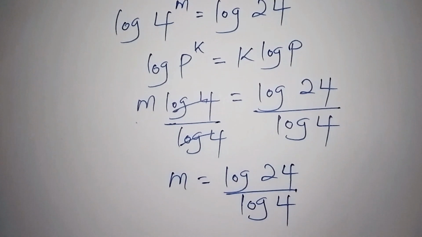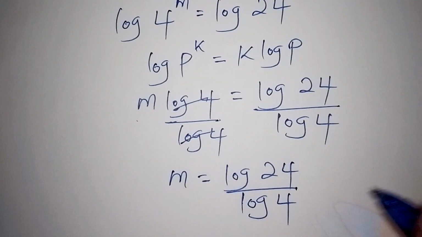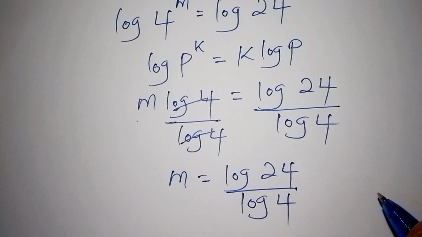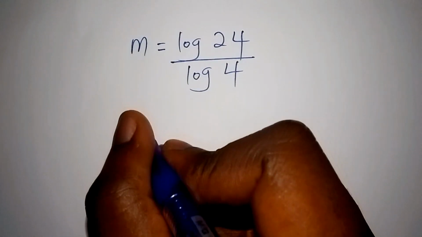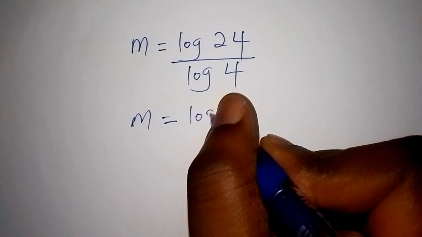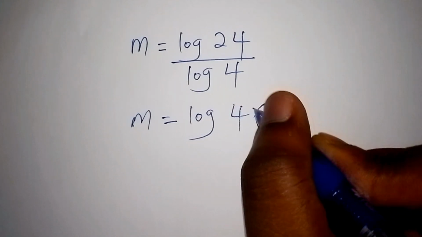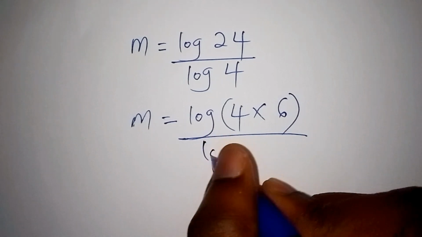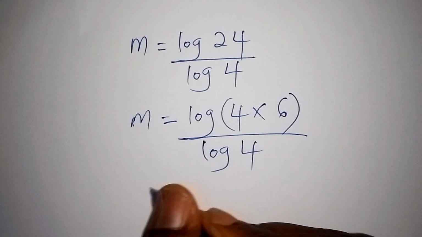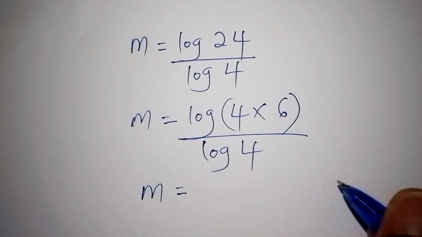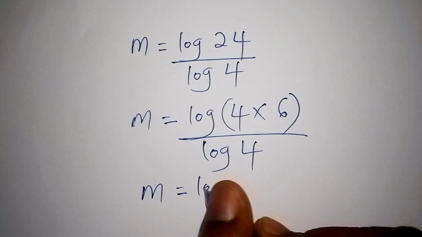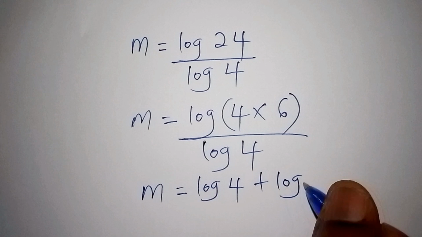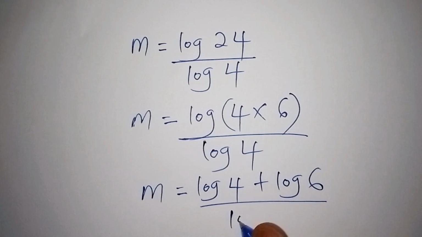This is not the correct answer, so we don't need to stop at this stage. Let's still simplify this equation. Our value for m equals the log of 24, which can also be written as the log of 4 multiplied by 6, put in brackets, all over the log of 4. From here m equals the log of 4 plus the log of 6 all over the log of 4.